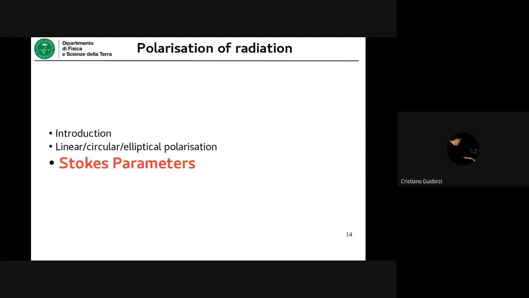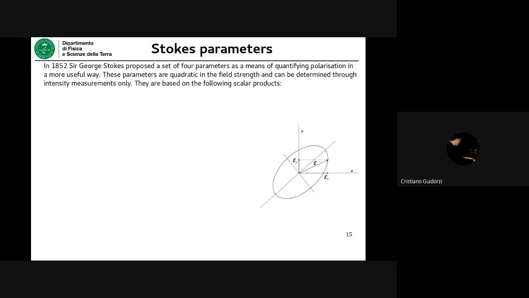So let's get to the point where we have to define the way, on a practical basis, we measure and estimate the polarization. What we need are the so-called Stokes parameters, after the name of Sir George Stokes, who proposed them about 170 years ago.